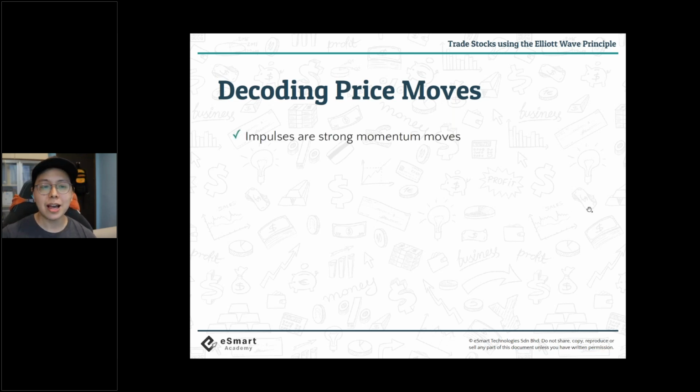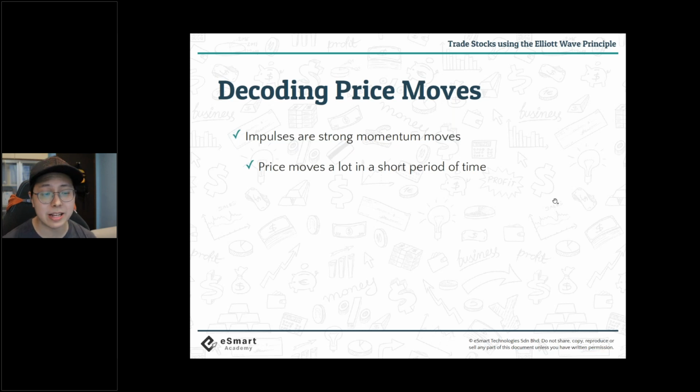I'll show you charts and examples, but before that, let's talk about the definition. Impulses are basically price movements that are strong in momentum. If you look at the chart, it can be strong momentum to the upside or strong momentum to the downside. The direction is not so important for now. The first thing is you need to identify what kind of move it is in the market. Is it strong or is it slow? If there's a strong momentum move, we call it an impulse.